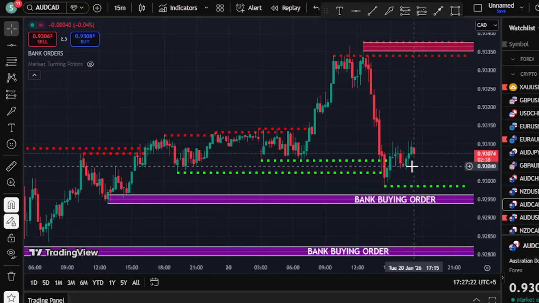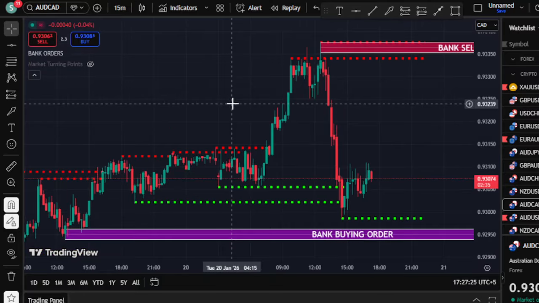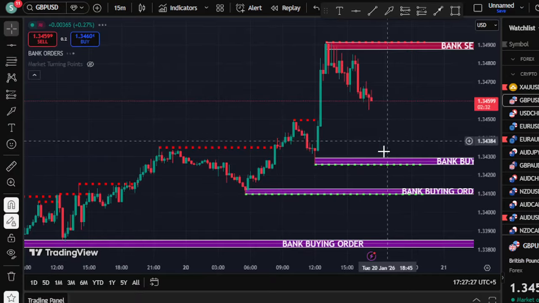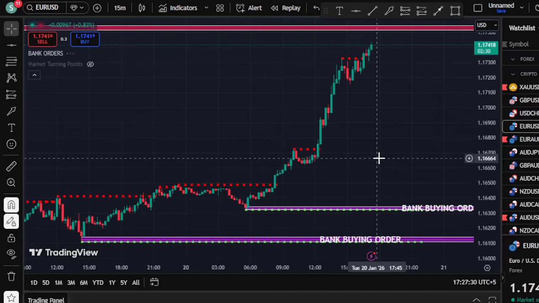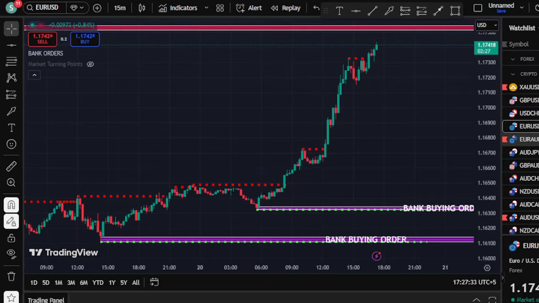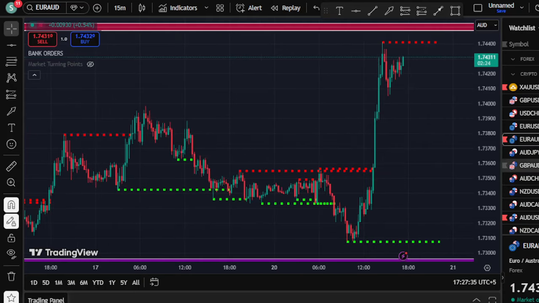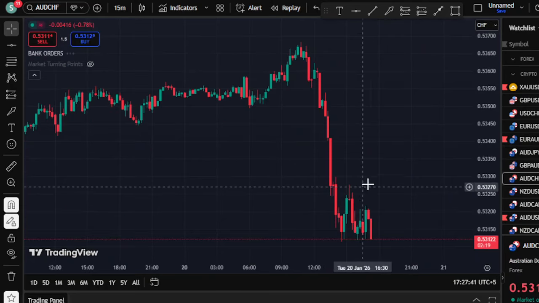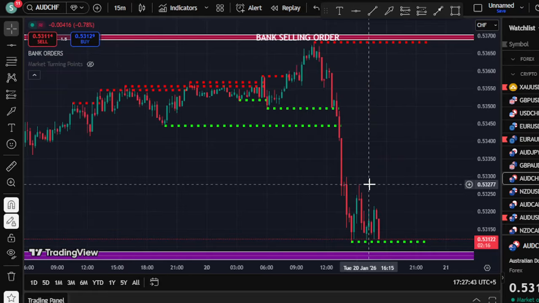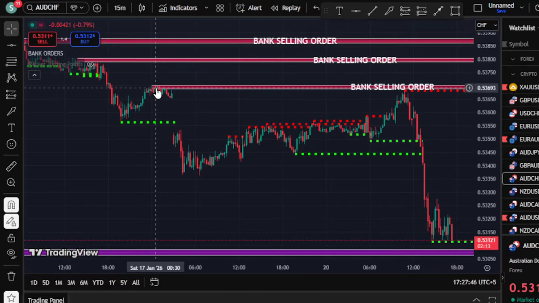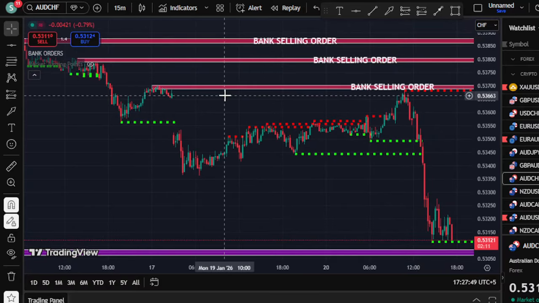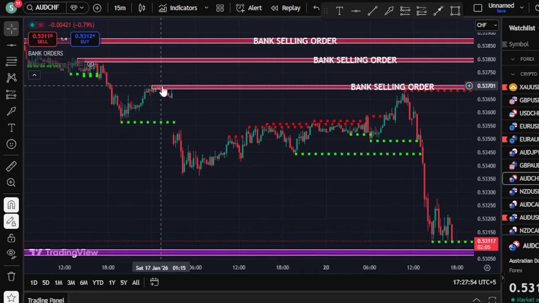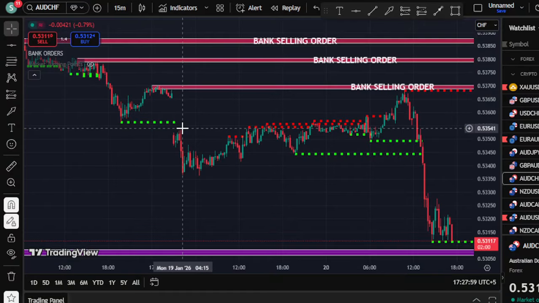Now let's talk about the second indicator, that is called the bank orders indicator. This is also very famous among my subscribers, and most of the subscribers, especially from India and other countries, have made millions of Indian rupees just using this powerful indicator. Things work very differently when we talk about this indicator. The market turning points levels are real time. But with the bank orders indicator, some levels appear after the move because those are the liquidation levels.